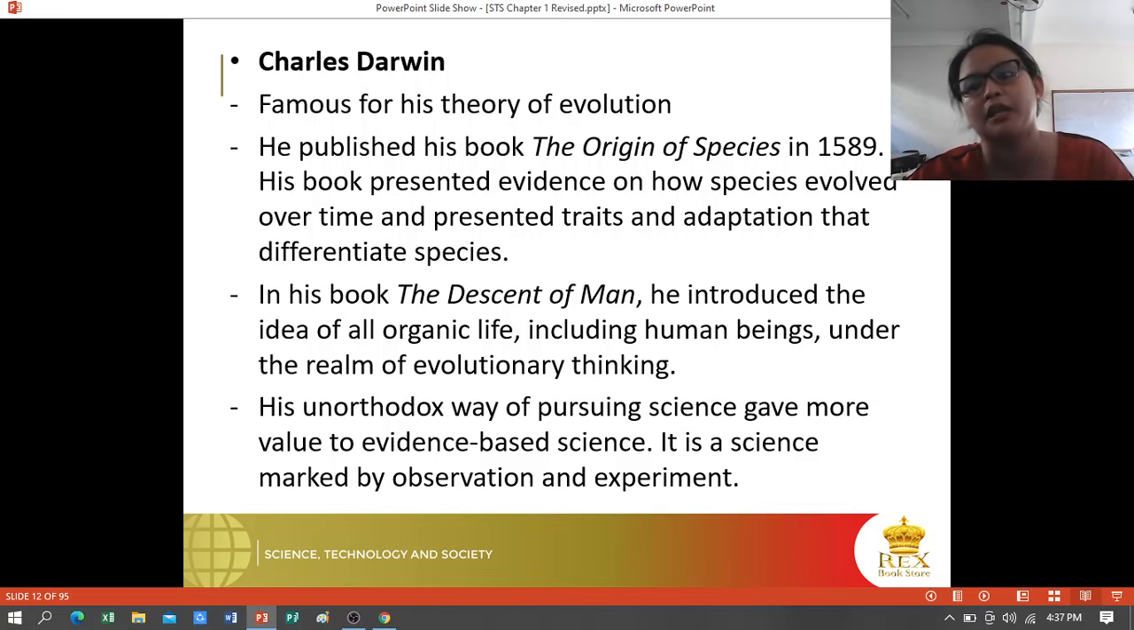Oh, kagaya din pala kay Nicolaus Copernicus, naging controversial din. Because it challenged religious and unscientific ideas. But his work also brought about observation and experiment. Oh, so hindi lang pala si Nicolaus Copernicus ang nagkuha ng controversya, no? After 4 centuries, pumasok na naman si Charles Darwin.